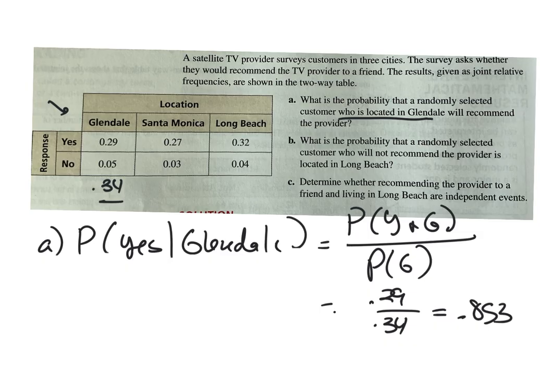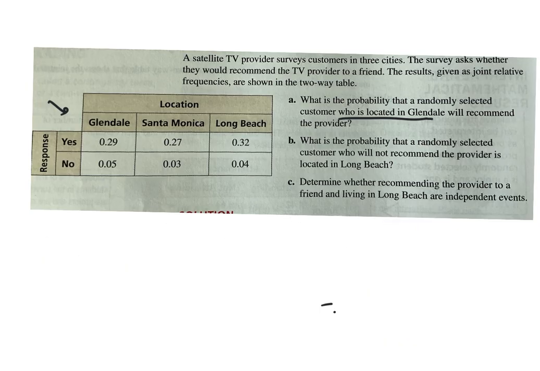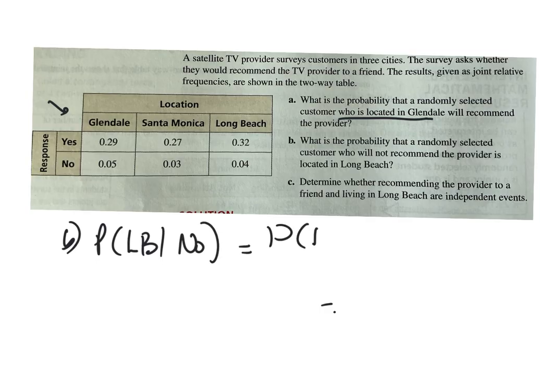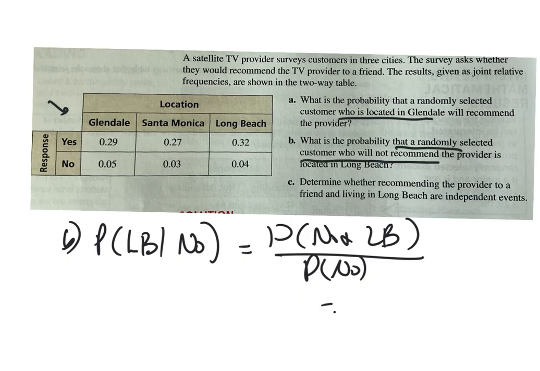Okay, let's look at part B. Part B says, what is the probability that a randomly selected customer who will not recommend the provider is located in Long Beach? So we're going to write that like this: probability of Long Beach, I'm going to put LB, given that they said no. Again, do it the same way. I'm going to do the probability of no and Long Beach over everyone who said no, because the first part is what goes on the bottom. The randomly selected customer who will not recommend, so you're already saying that they're not going to.